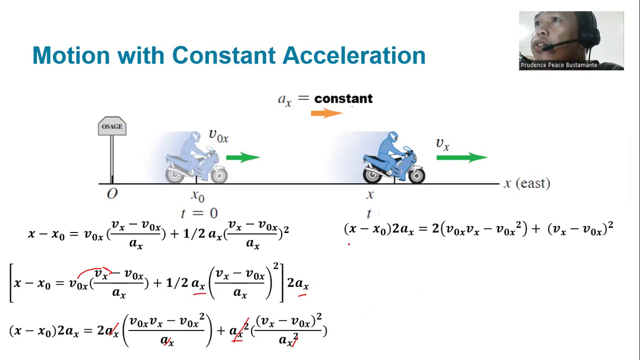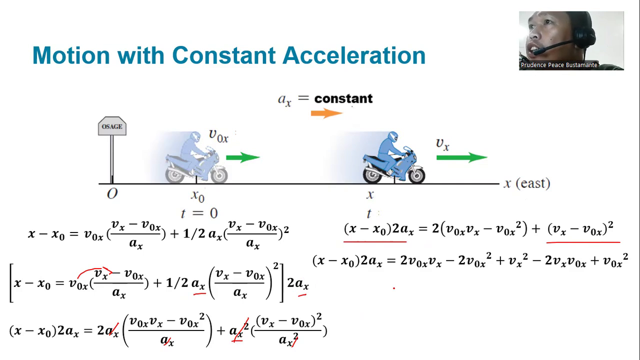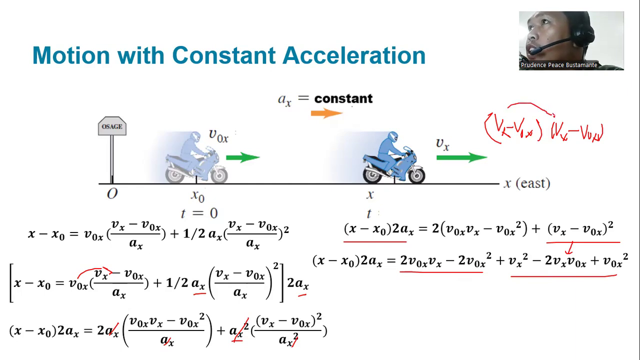So we have the left-hand side here, and we can expand this. We have the first term plus the expansion of this second term: v sub x squared minus 2 v sub x v sub o x plus v sub o x squared. It's just like this: v sub x minus v sub o x multiplied by v sub x minus v sub o x. So this one times this one gives v sub x squared, then this one times this one, and then this one times this one.